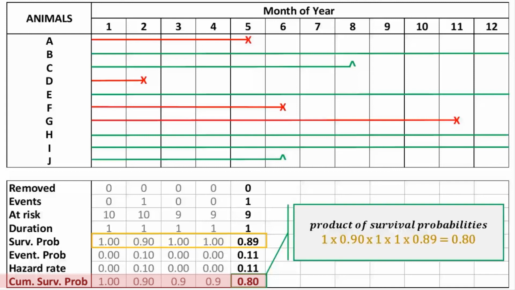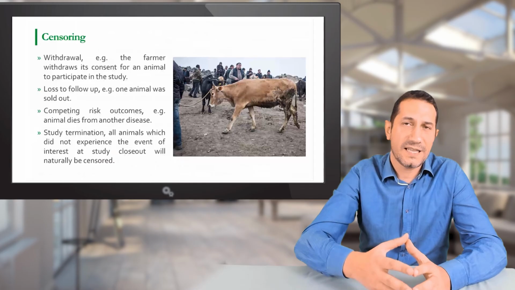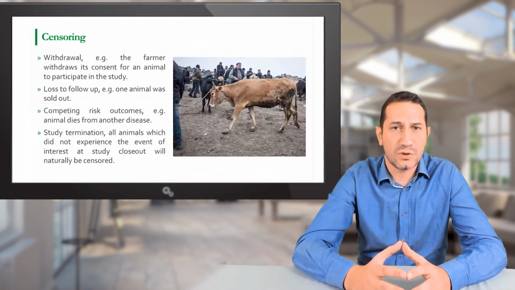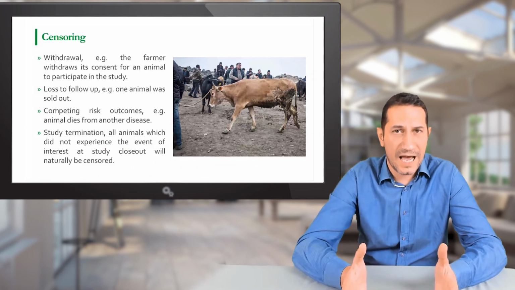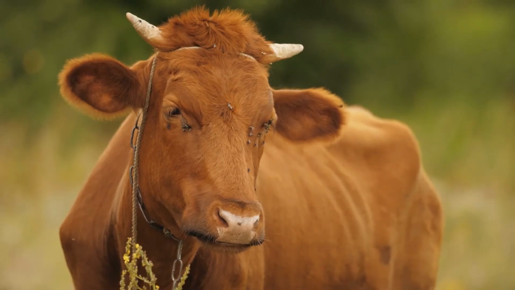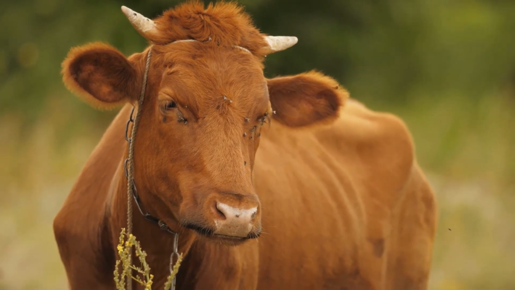And the calculation of the cumulative survival probability, as we mentioned, is a product of survival probabilities. And so it takes into account all the survival probabilities one after another and gives this product. We continue with the calculations and we find out that one of the animals was sold out in the market. And normally that's the usual life in a farm. Animals come in and animals go out, or animals die for other reasons.